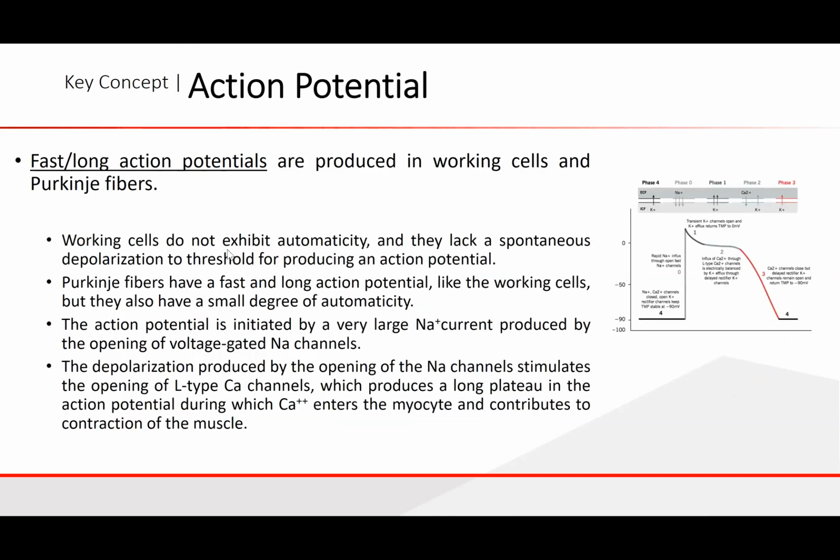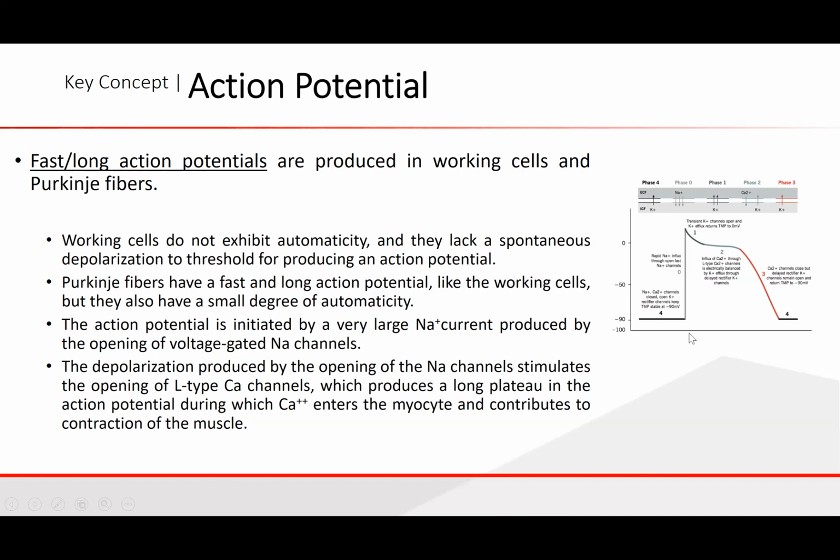The main characteristic is that working cells do not exhibit automaticity, and we can see it on that graph. They have a stable membrane potential during the resting phase of their action potential. They do not have spontaneous depolarization to threshold for producing an action potential. They need a stimulus to trigger an action potential and hence electricity and contractility. This is the character of normal myocytes or working myocytes, and also of the Purkinje fibers, because we said they are very fast in their conduction. But the Purkinje fibers have some degree of automaticity, unlike the normal cardiomyocytes.